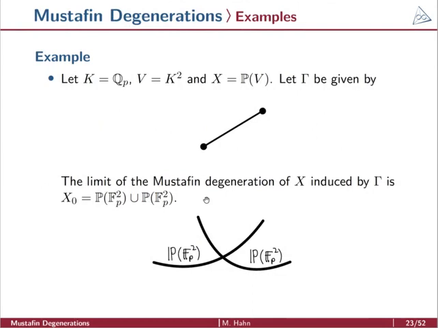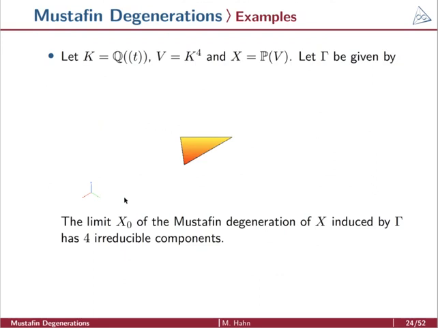Okay, so maybe 2 more examples that are more combinatorially flavored. Here we have the base field, the p-adic numbers, and the vector space is going to be the p-adic numbers squared, and X is the associated projective space. Let the point configuration be given by 2 points that have the property that they are connected by an edge in the Bruhat-Tits building. Then the limit of the Mustafin degeneration of the projective space induced by this point configuration is the union of two projective spaces over the finite field F_p squared. So it's like two copies of the same projective space, and they will indeed intersect in a single point.